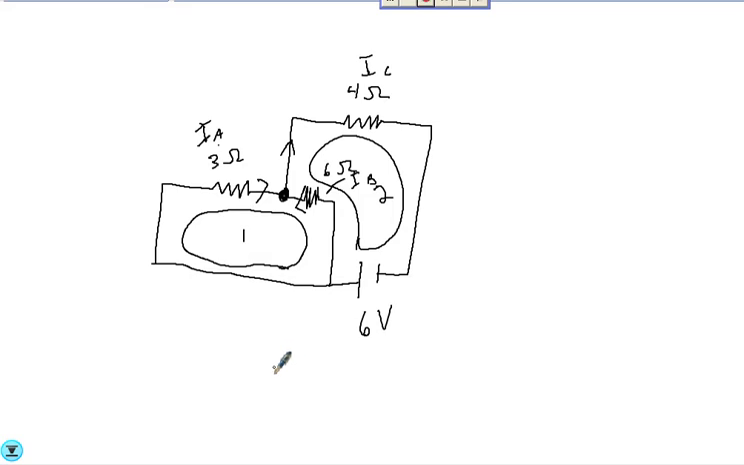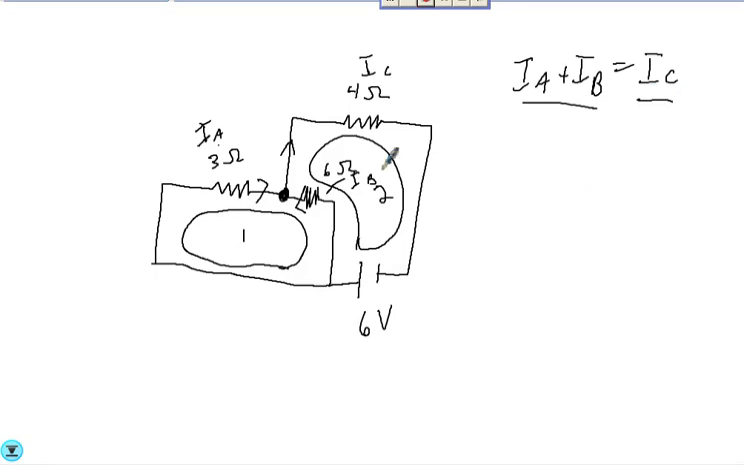So let's get all the currents going into this junction first. So we should get IA plus IB is equal to IC. The currents going into the junction must equal the currents going out of the junction.